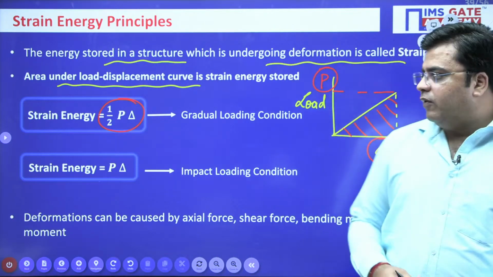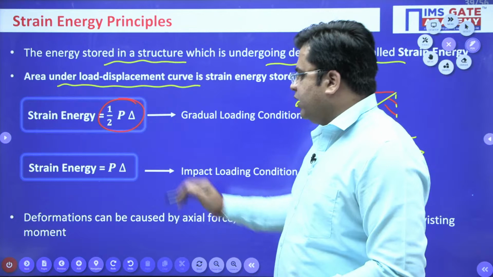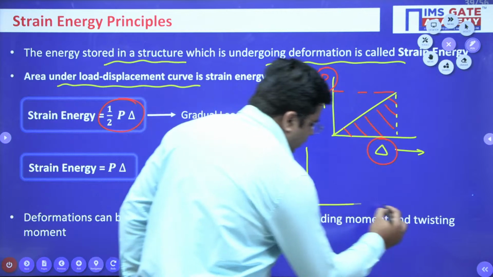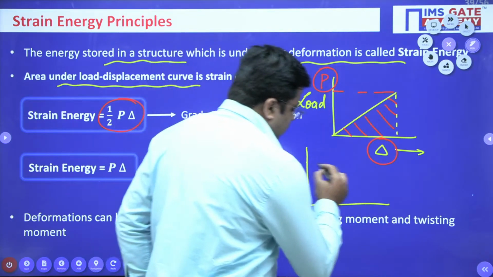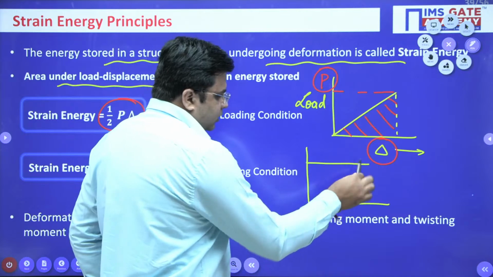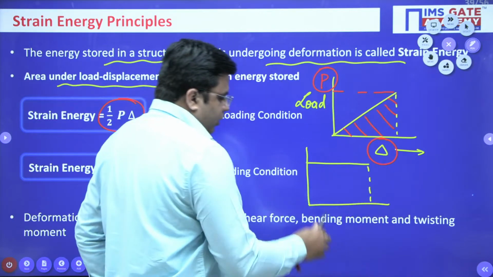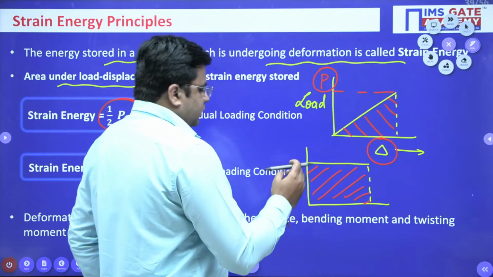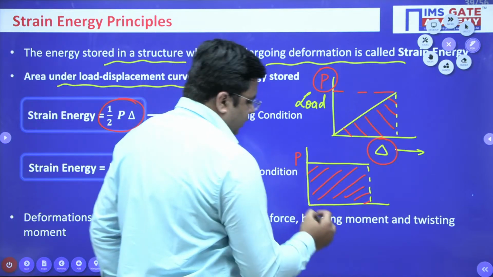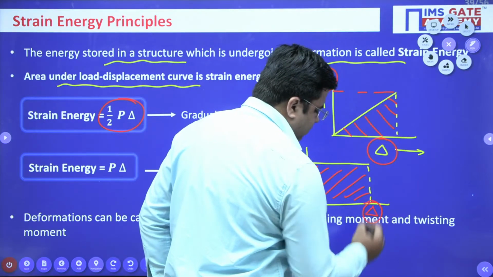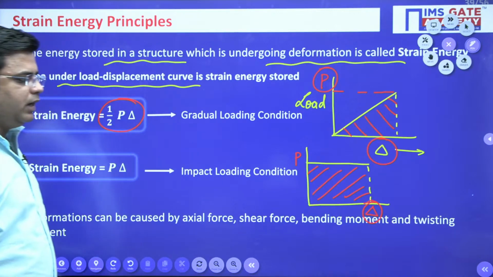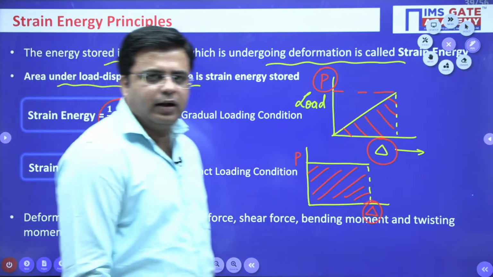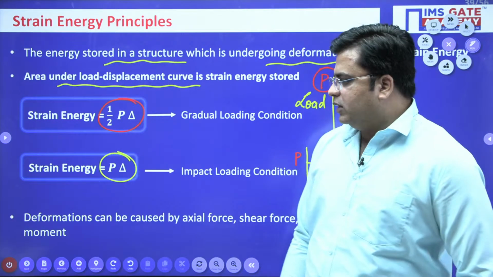So P is the gradually applied load and delta is the deformation that took place due to this P. When we talk about impact loading, the strain energy is P into delta. So for impact loading, the graph of the load displacement curve is like this. This is P and this is delta. So the area under the curve will be P into delta. So for impact loading, the strain energy stored will be P into delta. That is how you can calculate the strain energy for any structure.